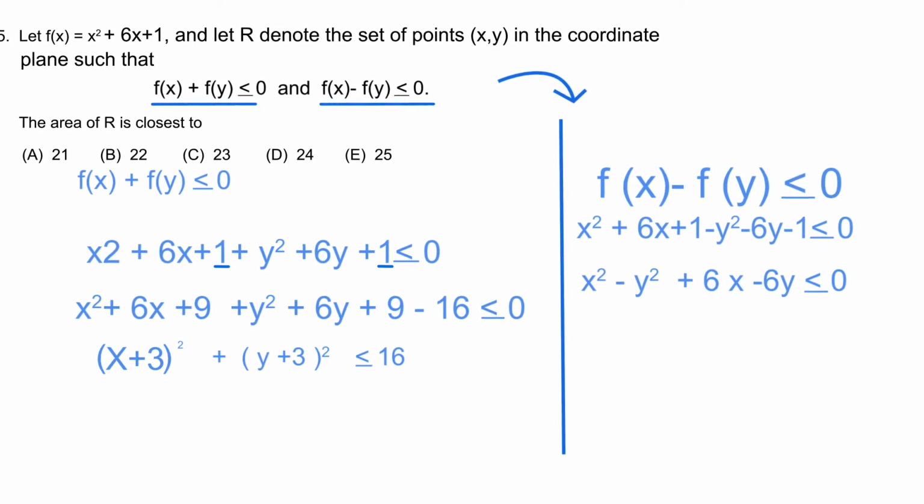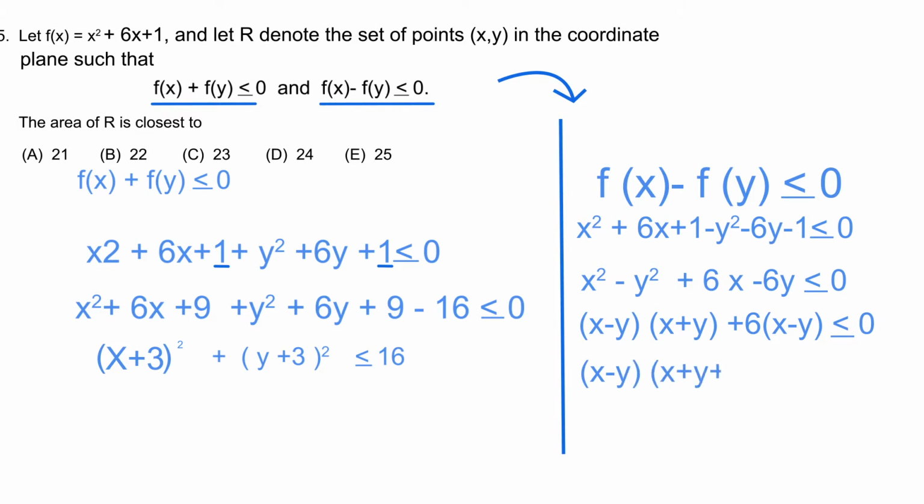And I believe the factoring will help us: (x minus y)(x plus y). Factor out a 6, and this gives x minus y like that. Factor the x minus y, and you'll get x plus y plus 6, like that. And I think that is about as far as we can go there.